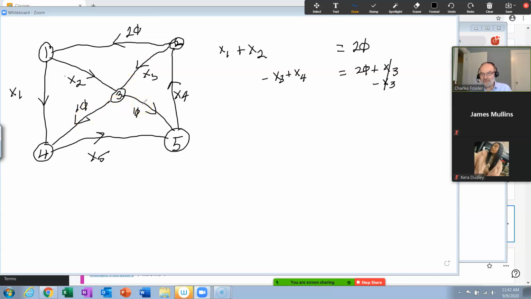Those have to equal, so x sub 2 plus x sub 3 is also equal to 20. Okay, now don't confuse that. That 20 is because 10 plus 10 is 20. Okay, let's move down to junction 4.